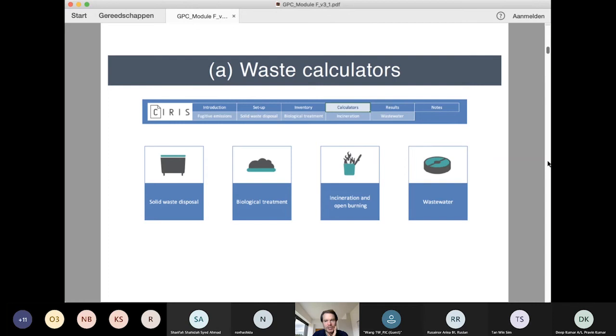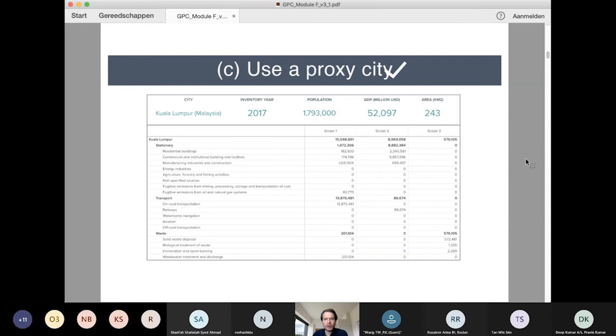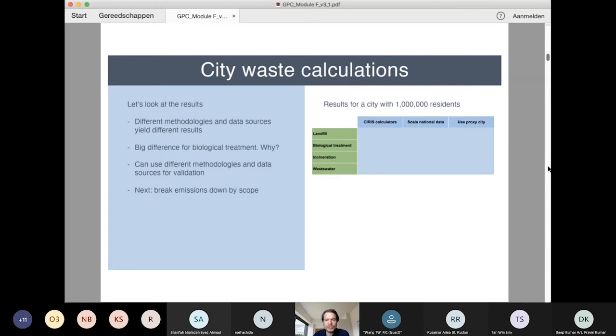So these are the four calculators we used in Cirrus. To scale national data, it's a very simple calculation, which hopefully you're very familiar with by now. You get the national data multiplied by your scaling factor, and then you get your scaled activity data. And then finally, we'd used a proxy city, but we used that back in session 2, where we applied the scaling approach to Kuala Lumpur and based our population on theirs. So those are three different approaches, and they gave you three different results.